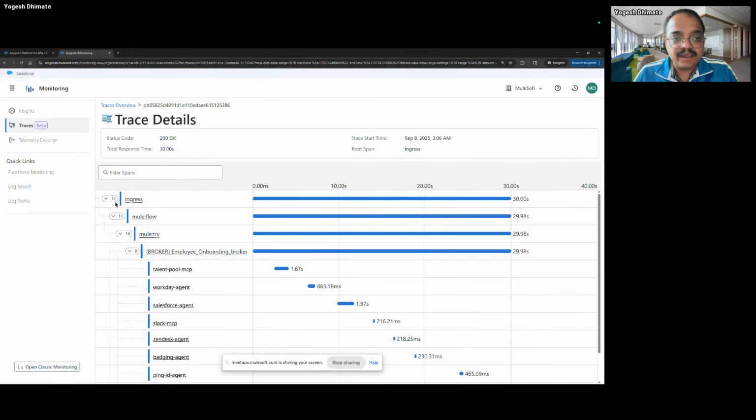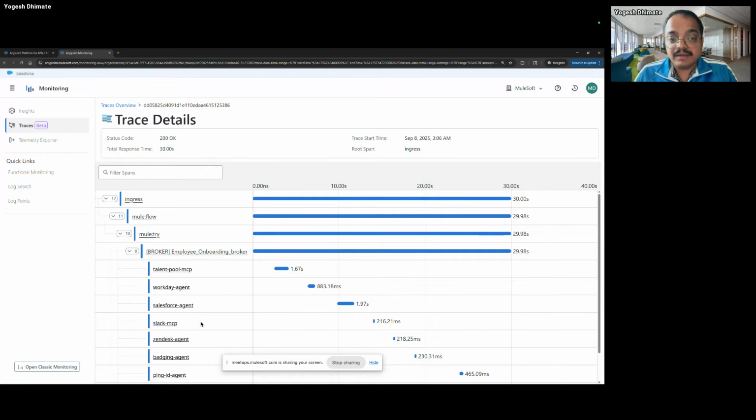So it starts from the ingress, where the Mule flow has kicked in. There is a try-catch block, implementing the best practices of Mule application development. But the broker itself is accomplishing these different tasks that we define in the YAML file. There is the talent pool MCP, which was the first step, followed by the Workday agent invocation, handing off that task to the Salesforce agent. Here you can notice that the Salesforce agent took most of the actual time in the interaction, about 2 seconds.